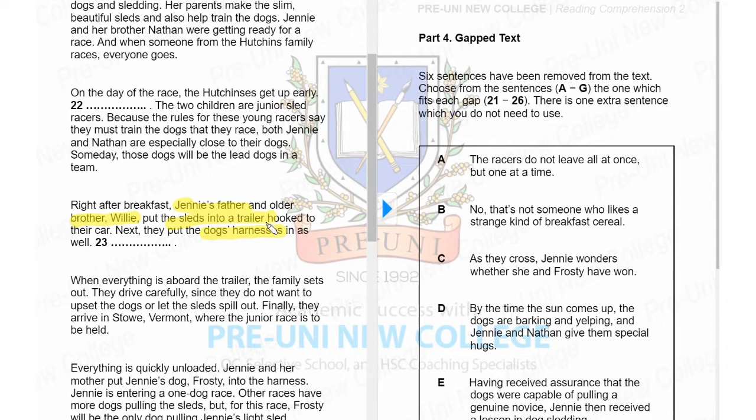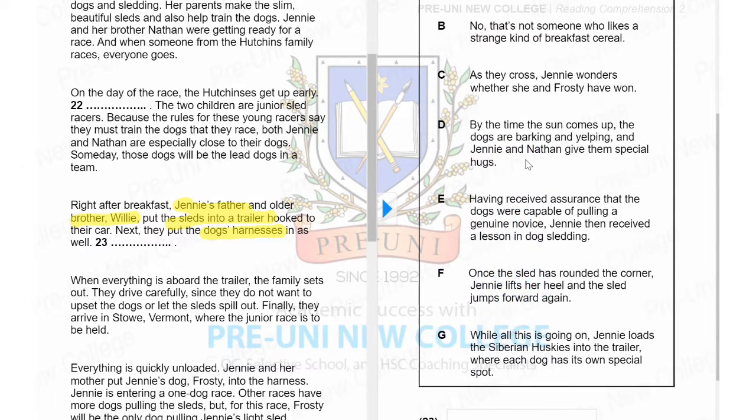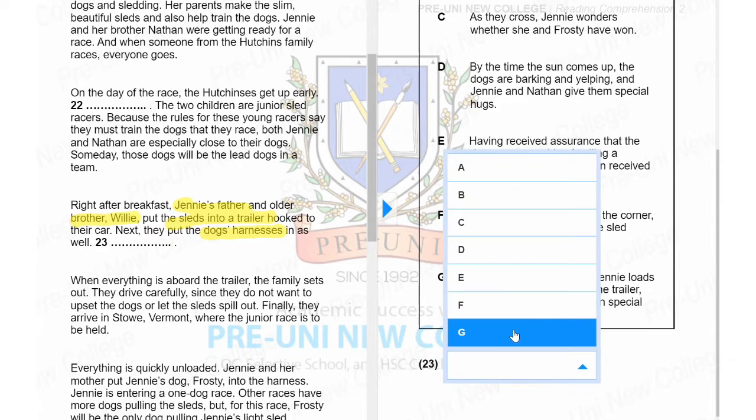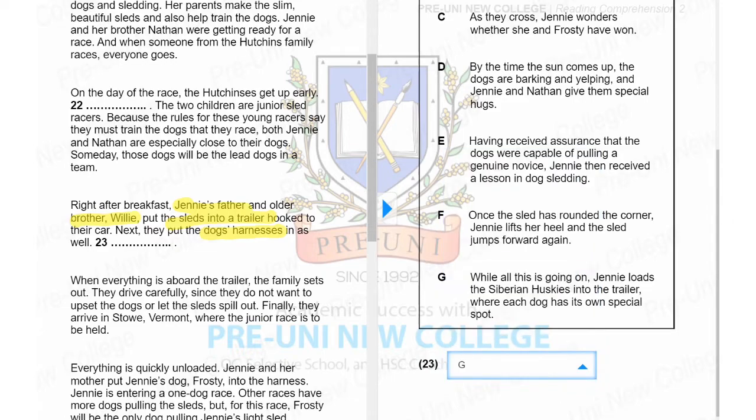So the correct answer for the blank here should talk about what Jenny's dog is actually going to be doing for the preparation process to go to the race. Looking at the answer options, the only one that does this is going to be option G, which says, "While all this is going on, Jenny loads the Siberian Huskies into the trailer where each dog has its own special spot." So circling option G as the correct answer.